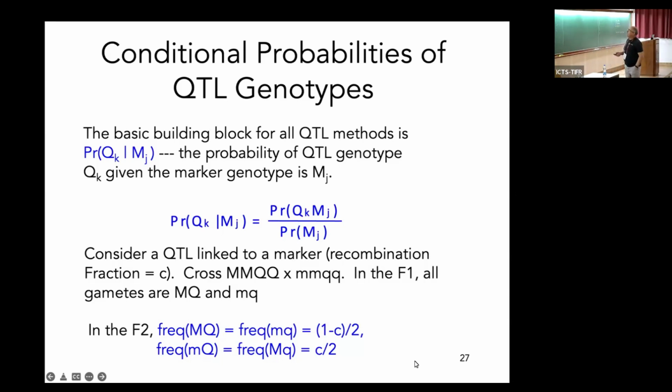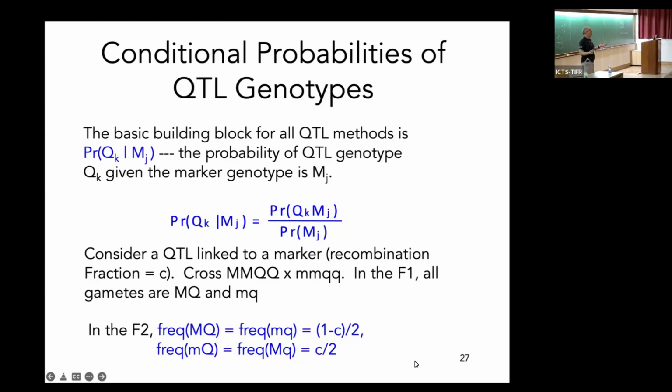We get at that this way, and there are more complicated models, but they all come down to this basic feature. This is your old friend conditional probability. The probability of seeing a particular QTL genotype given the marker is the joint probability divided by the probability of the marker. Now you're going, well, wait a minute, how can I use this?